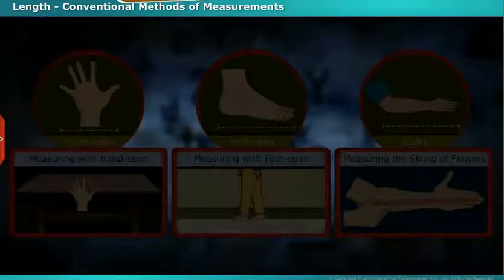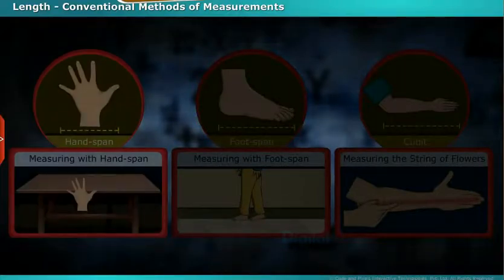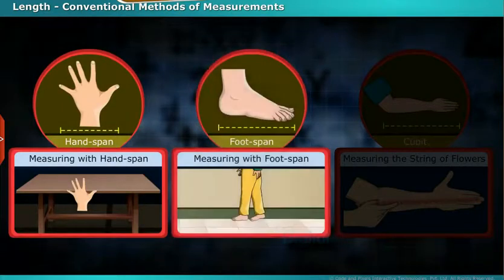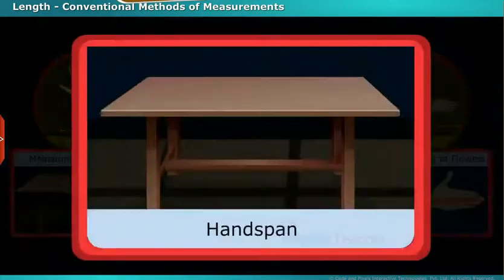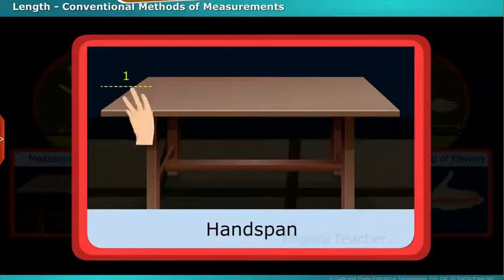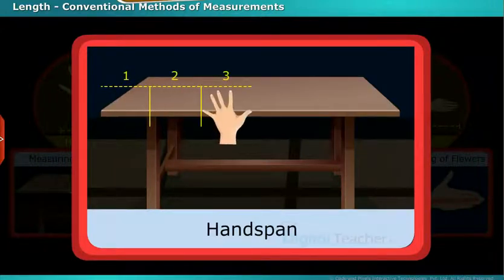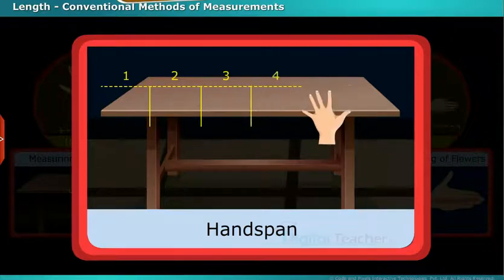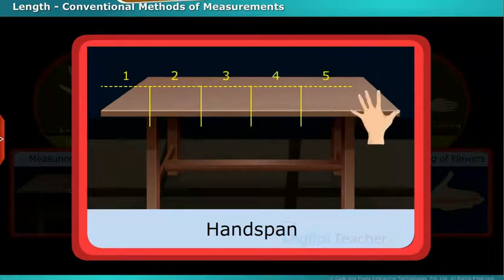Let us see some conventional methods of measurements. We use the conventional methods such as hand spans and foot spans as cubits. Example for hand span measurement. We are going to measure the length of the table using hand span because smaller lengths can be measured easily by using hand span.